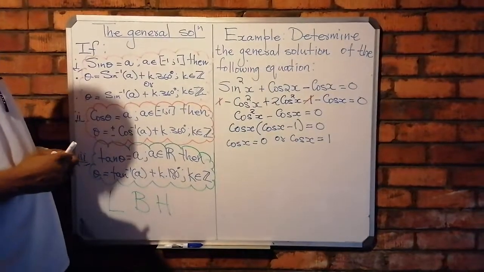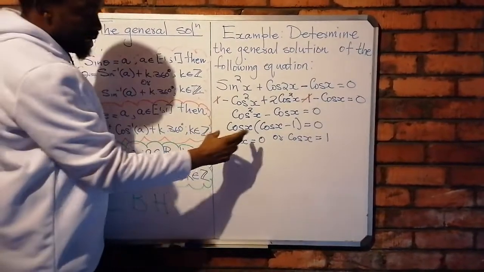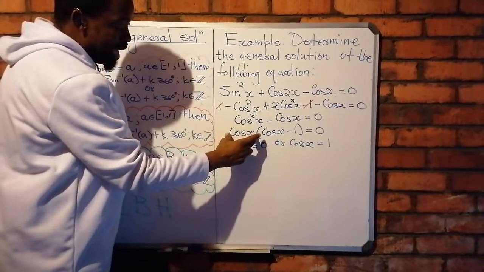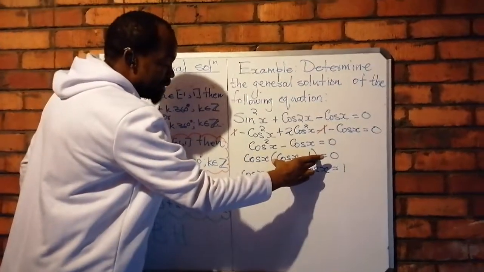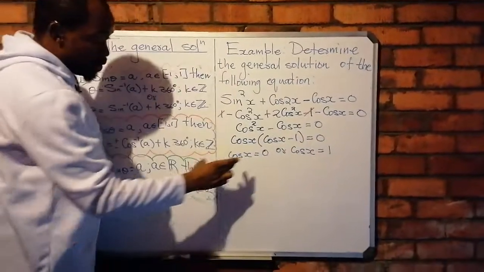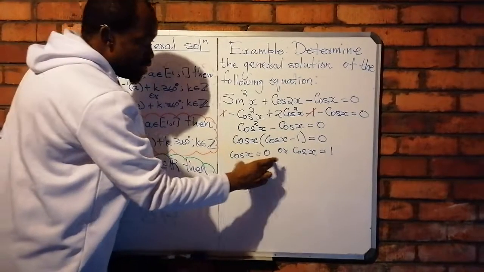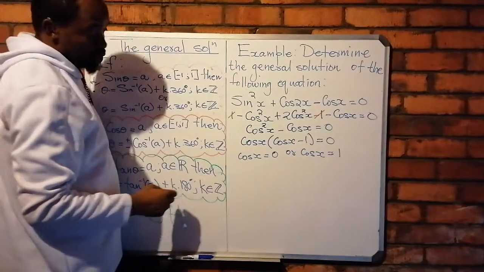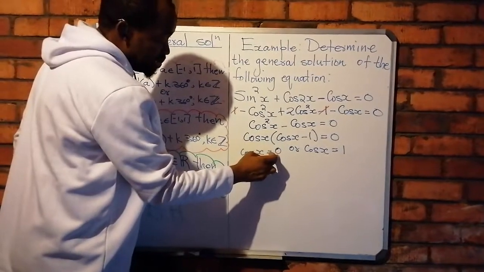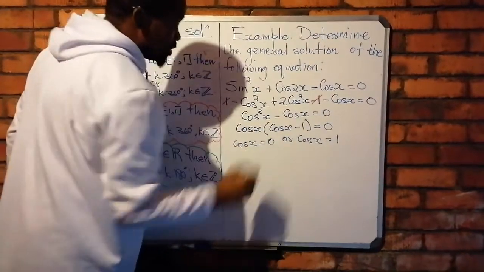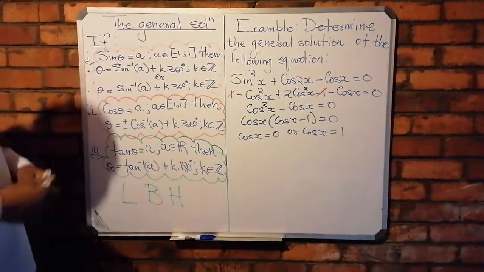I hope that you follow this. Remember, mathematics says if you multiply a by b and you get 0, either a or b is equal to 0. In this case, my 0 is 0. In this case, my 0 is 1.